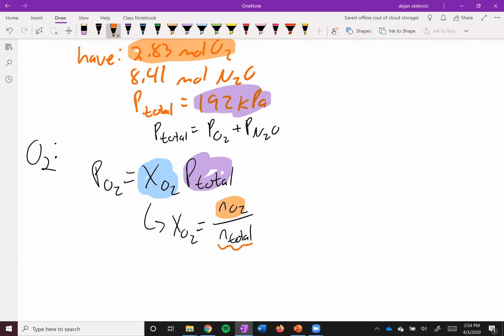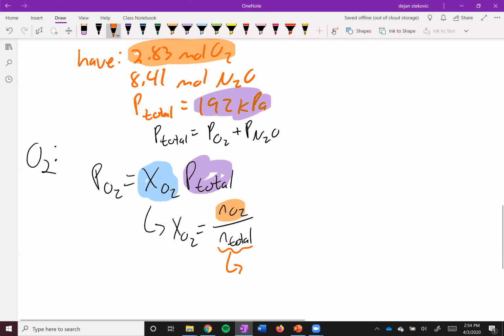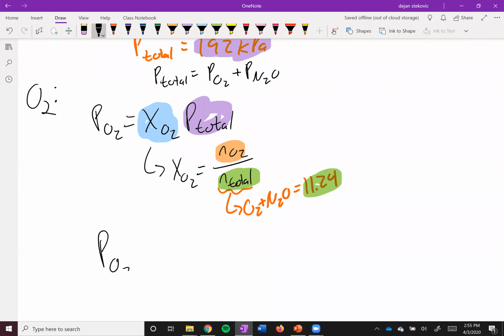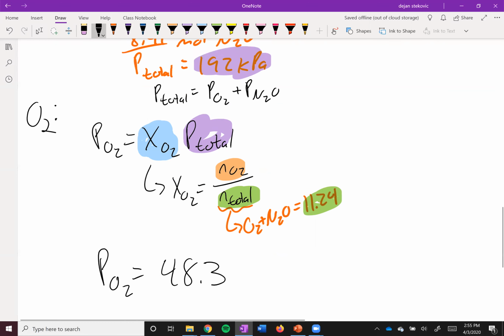Let's think about this n total value. Well, the total amount of moles is going to be the sum of all the moles. In this case, we only have two things, so it's just going to be O2 plus N2O, however many moles they have there, right? So if you take this number, the 2.83, add it to the 8.41, you'll get 11.24. And so then you can just plug that into there. Calling this green. Plug all of those numbers in, and then you can solve for PO2, and you should get 48.3.